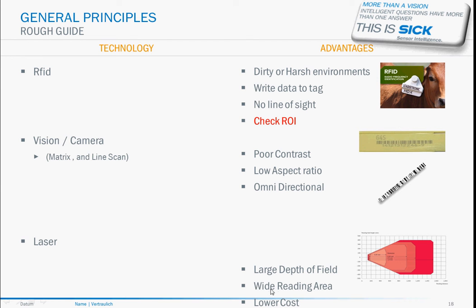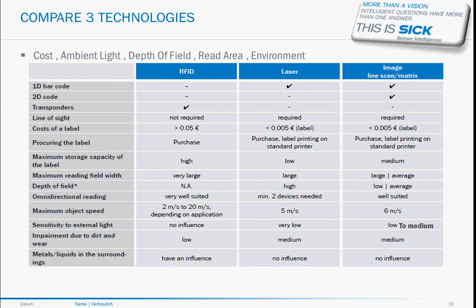And lasers work well where you've got a large depth of field, a wide reading area, and they tend to be lower cost. So if the barcode is very structured, good contrast, and fairly large size, but you need a large depth of field, the laser is often the most economical method. So here's a table you can see comparing the different principles.